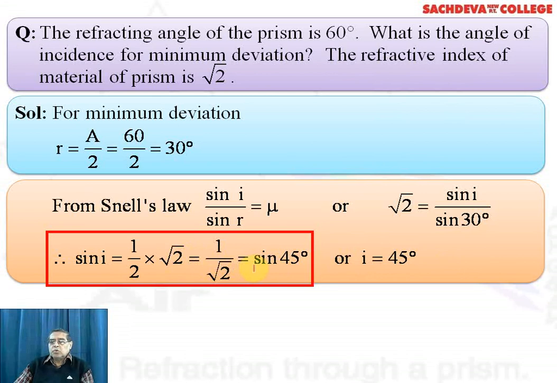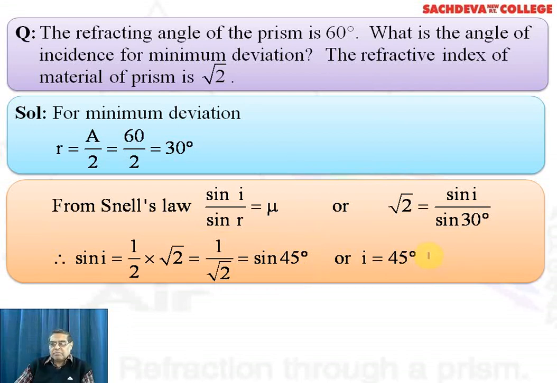Now we multiply the whole number by root 2 and divide by 2, so that becomes 2 over 2 root 2. The 2 will cancel off, and sine i becomes 1 over root 2. If sine i is 1 over root 2, obviously the angle will be 45 degrees. So sine i is sine 45 degrees, and from both sides we find i is equal to 45 degrees. Our question was, what is the angle of incidence for the minimum deviation? It is calculated as i equal to 45 degrees.